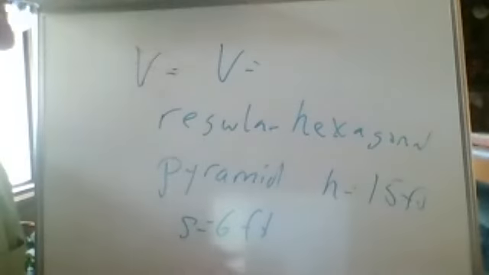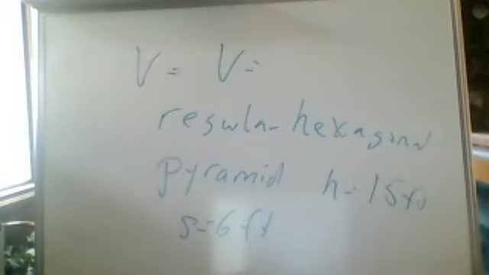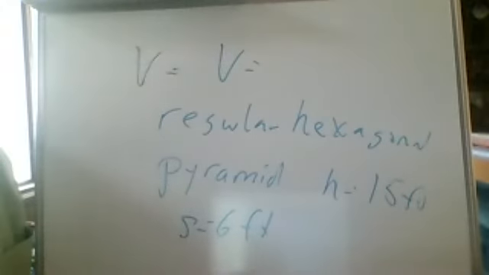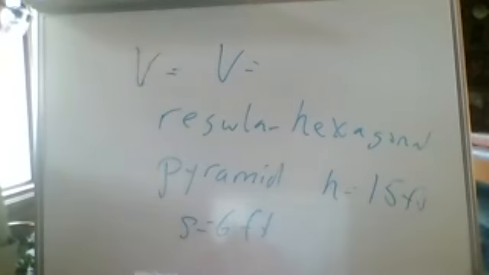Remember, the area of the base is going to be 1/2 perimeter times the apothem. They've given you the side length, 6 feet. And remember, a hexagon divides into 6 equilateral triangles. Therefore, when you find the apothem, you're really finding the altitude of one of those equilateral triangles, which takes you to a 30, 60, 90 triangle. We've done problems like this before.